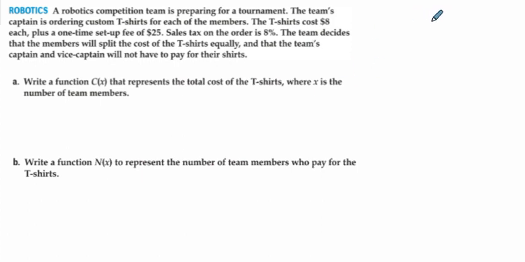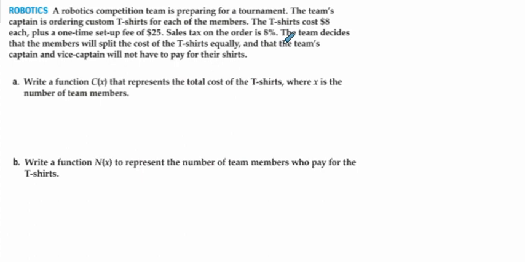A robotics competition team is preparing for a tournament. We have a robotics team here, so we should be able to relate to this. The team's captain is ordering custom t-shirts for each of the members. The t-shirts cost $8 each, so this is the printer's cost, plus a one-time setup fee of $25. And then sales tax on the entire order is 8%. The team decides that the members will split the cost of the t-shirts equally and that the team's captain and vice captain will not have to pay for the shirts.